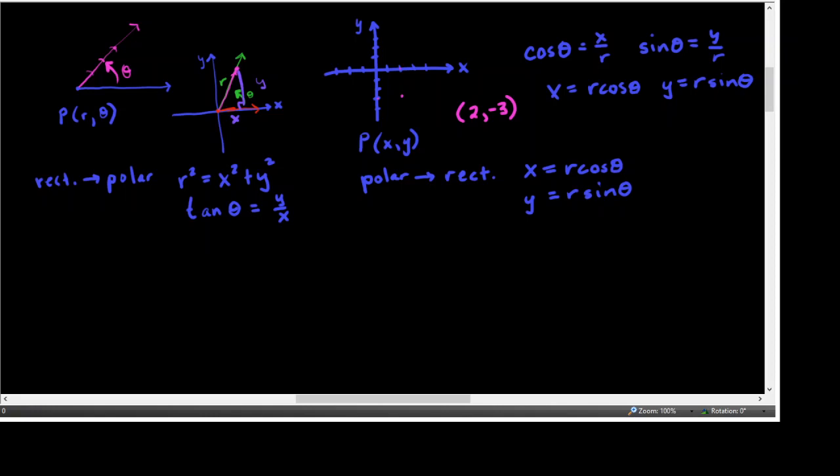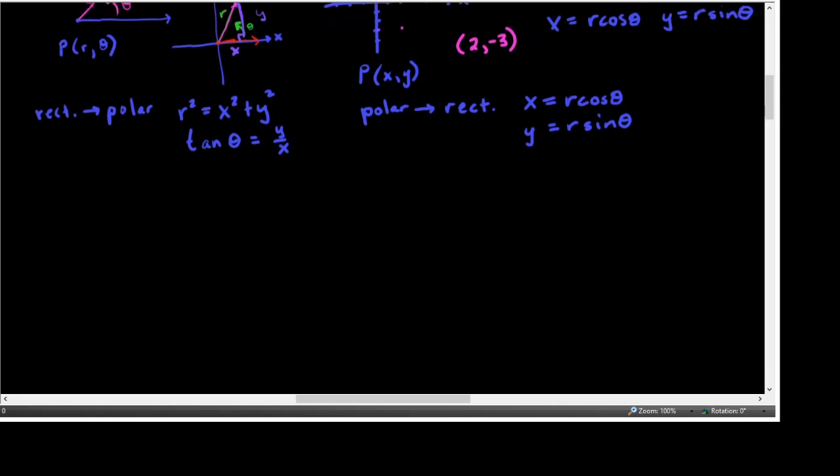So to be able to go back and forth between these, I'd like to practice that a little bit. So let's say that we have polar coordinates for a point P, and those polar coordinates are 2, 30 degrees. And I want to know, what are the rectangular coordinates? Well, of course, that means that r is 2 and theta is 30 degrees. By the way, theta can be measured in degrees or radians.